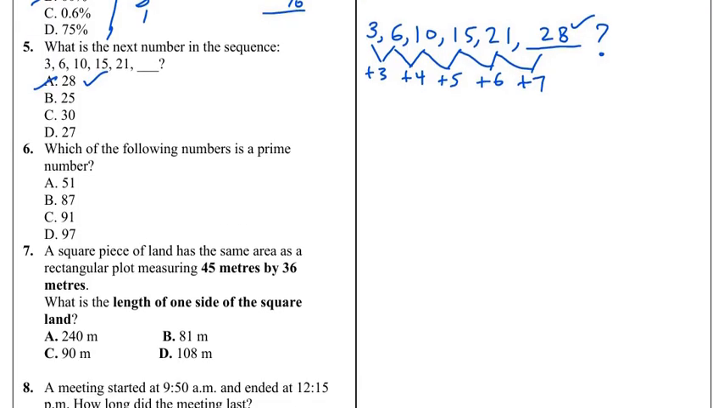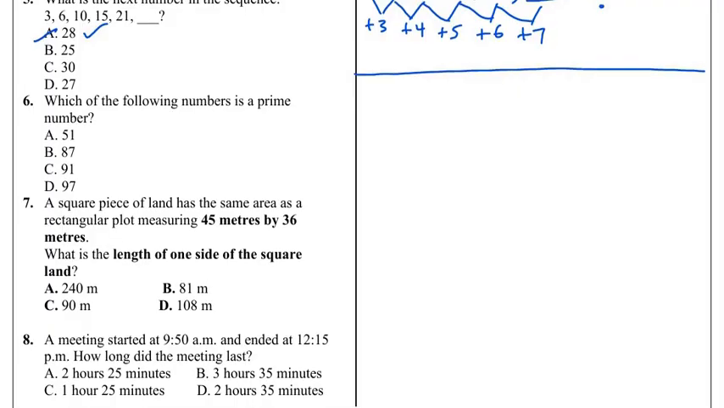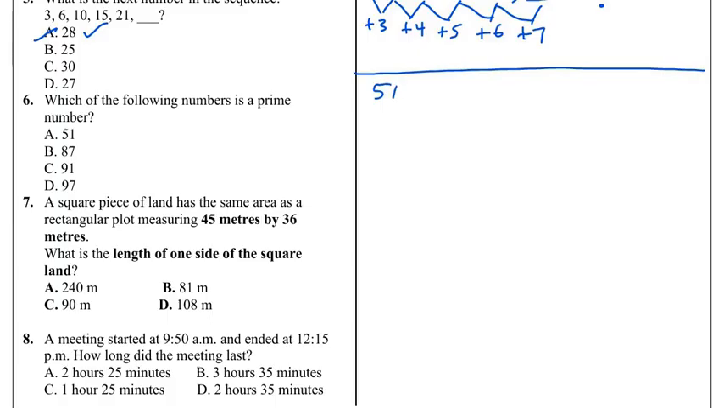Question 6. Which of the following numbers is a prime number? A prime number is a number that is only divisible by itself and 1 without a remainder. It has got 2 divisors without a remainder. We can check starting with 51. This is divisible by 3. Divisible by 51. Divisible by 1. So it is not prime.